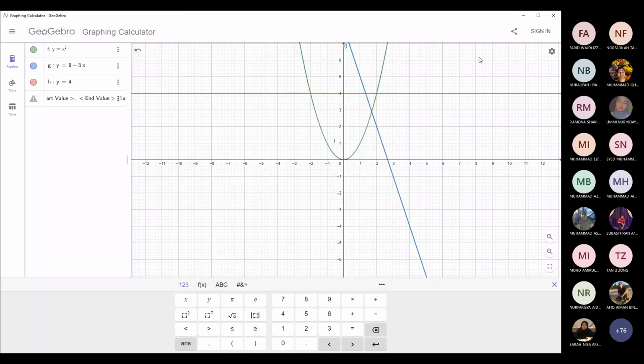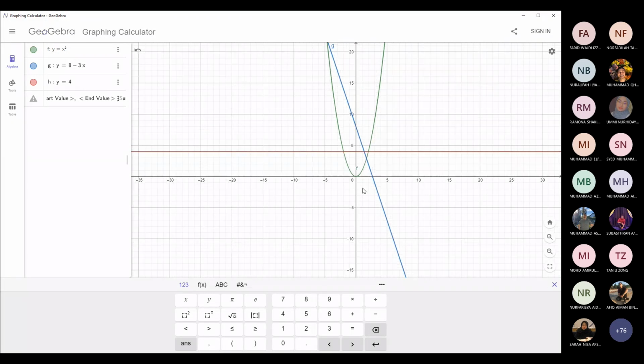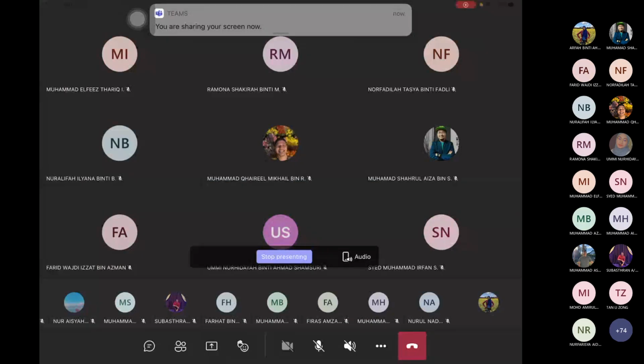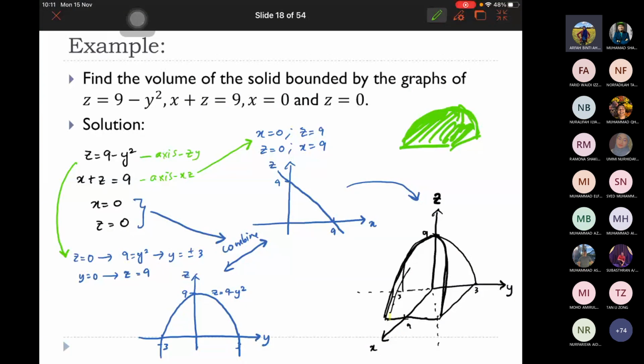Memandangkan sekarang dah pukul 10, so let's take a look at the solution. Back to our slide. Start broadcast. So, for this one, boleh refer dekat Telegram. Saya ada bagi dia punya solution. Okay, not solution, the real picture of this figure.